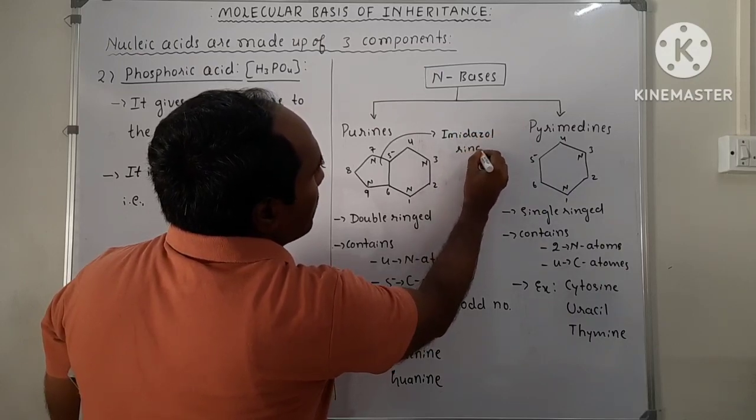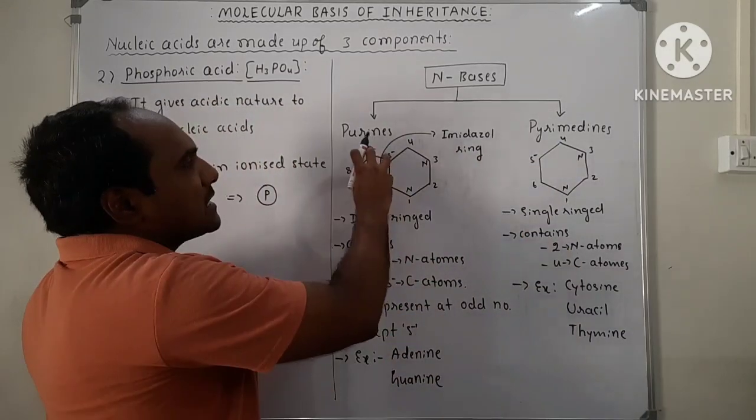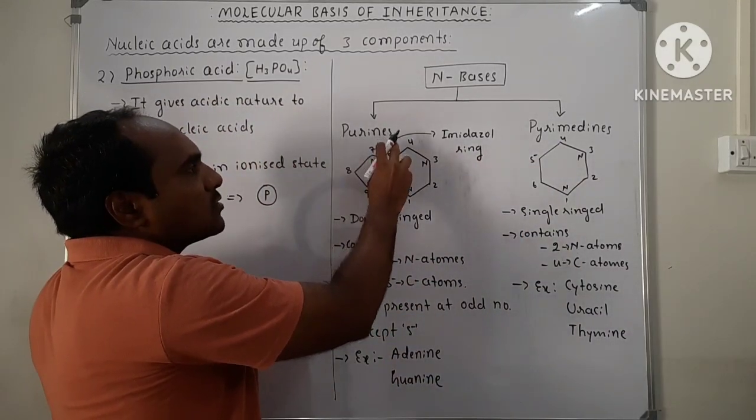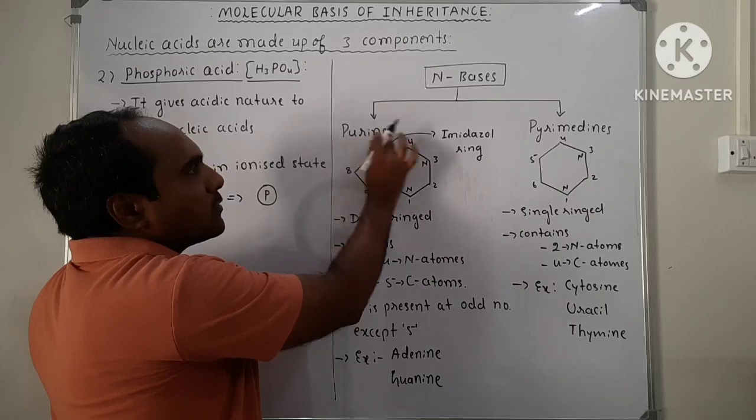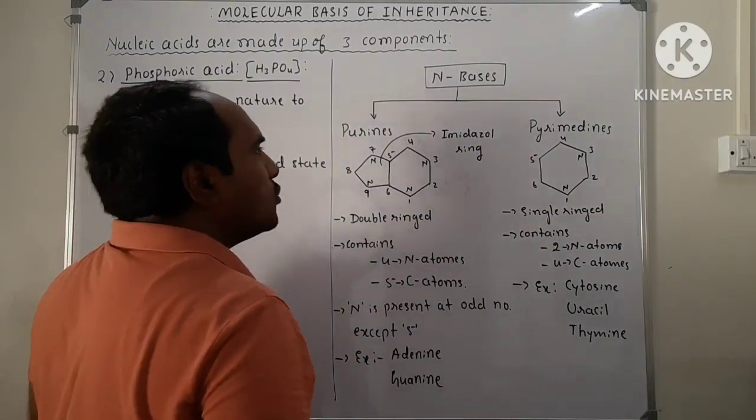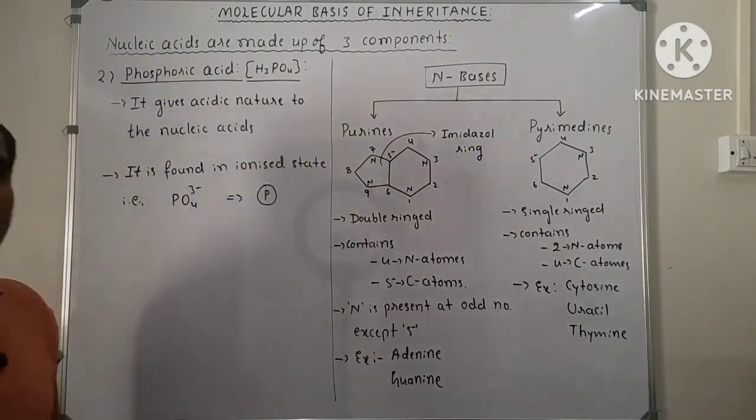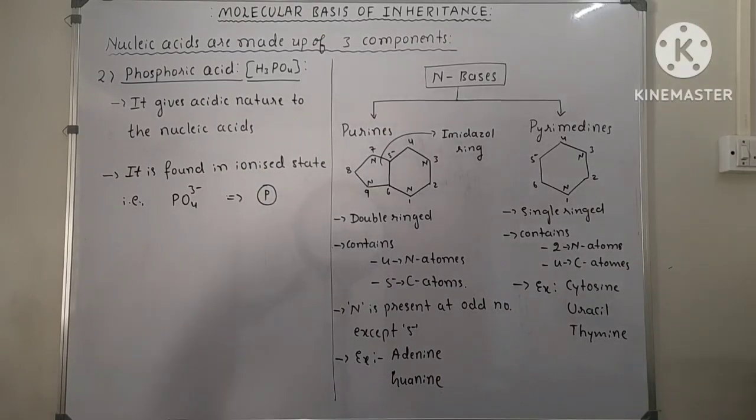Imidazole ring. What do you mean by imidazole ring? The side ring found in the purines is known as imidazole ring. Getting my point? Note down.